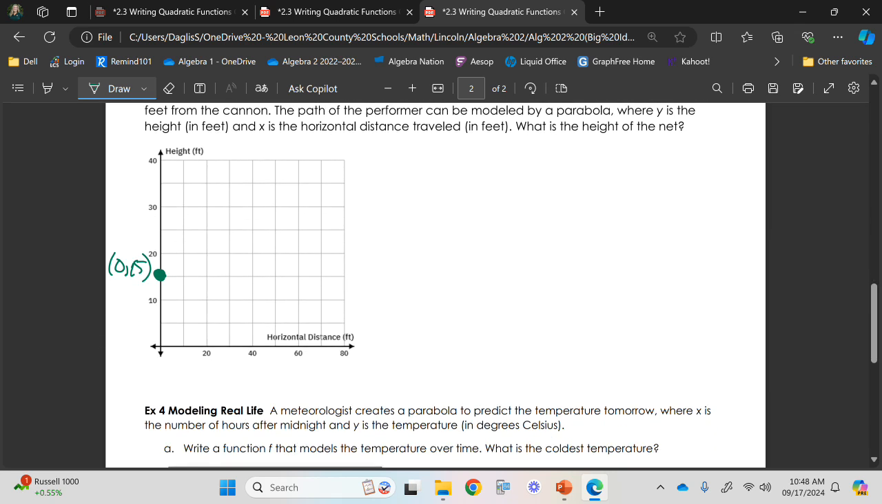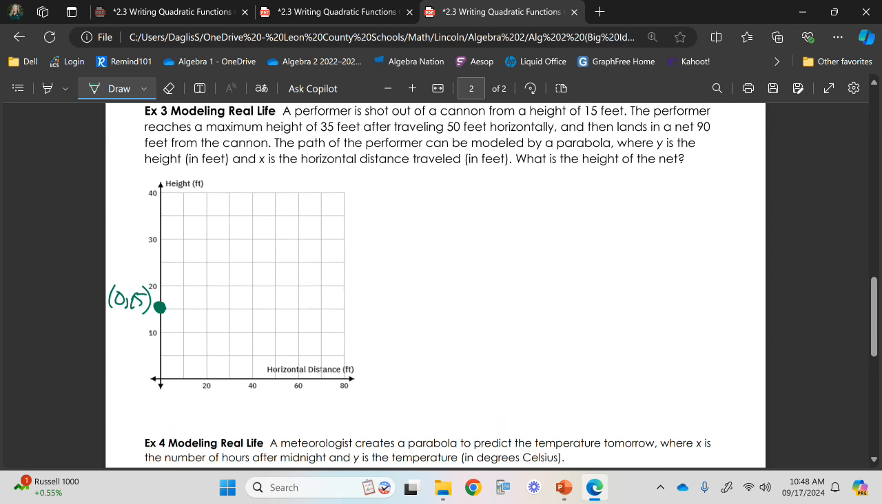We okay? All right, and then it reached a maximum height, that's a vertex, 35 feet after traveling 50 feet across. So 35, 50. 50 is actually the x. That looks like an 8. 50 is our x. 35 is our y for our height. We also know this is going to be our h and our k. So it told us it was the maximum, so we had been told that's the vertex.